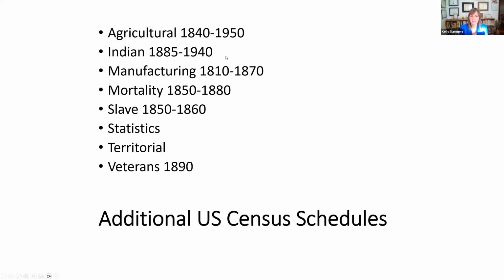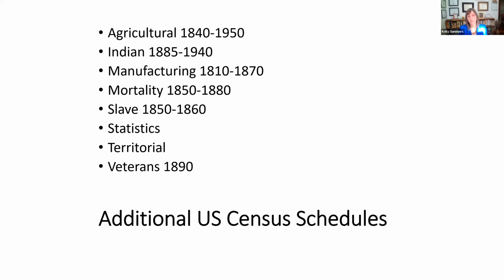There is an Indian census, and I do have an example of that for you. There's a manufacturing census, so if there was a factory, they collect information about the factory. Mortality schedules, I love these. This gives information about deaths between the census years. Slave schedules were only available for 2 years, 1850 and 1860. There are statistical non-population schedules.